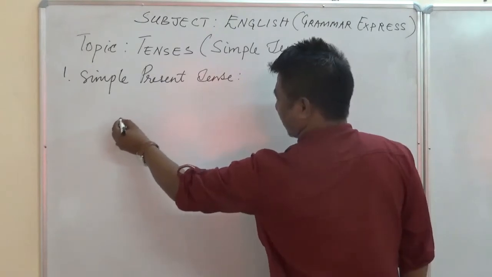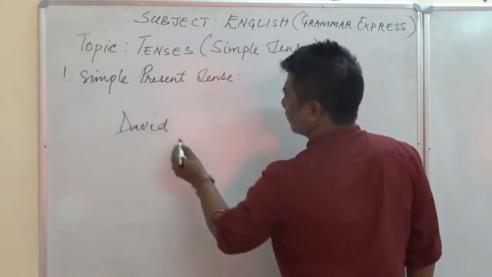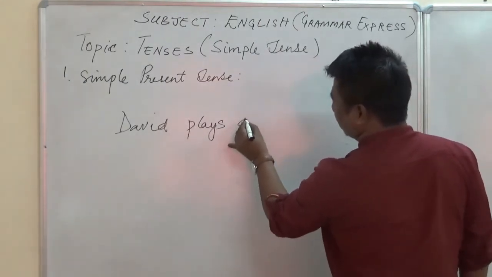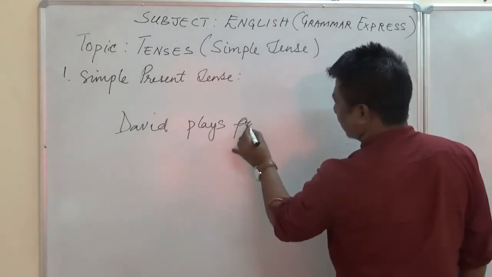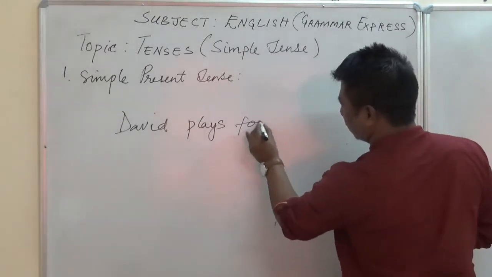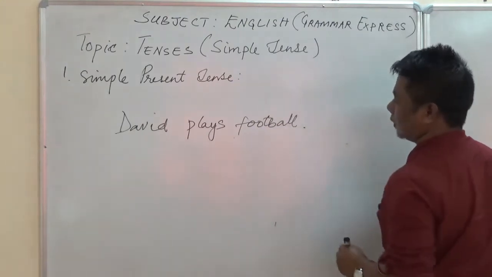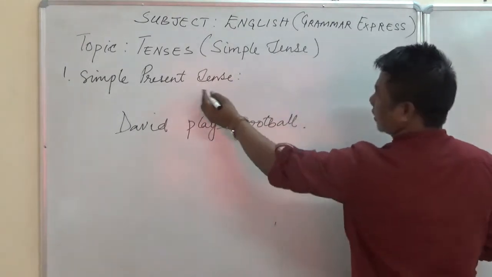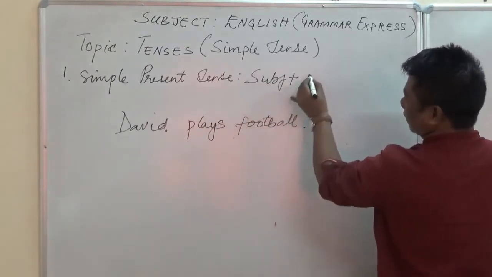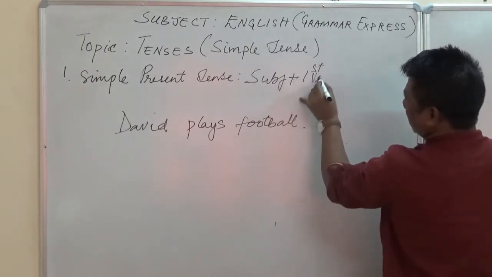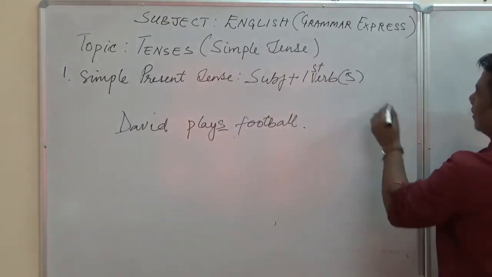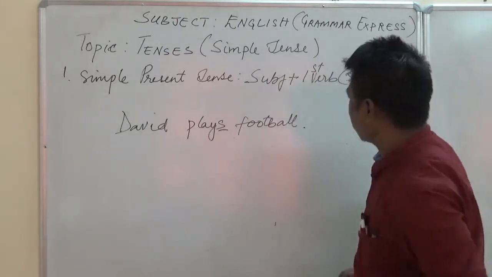A sentence, for example: David plays football. David plays football. Right, next one. So simple present tense goes like this. Subject, verb. The first form of the verb is used there. And we can see the S there. Why is there an S? Okay, so this is how the simple present tense goes.